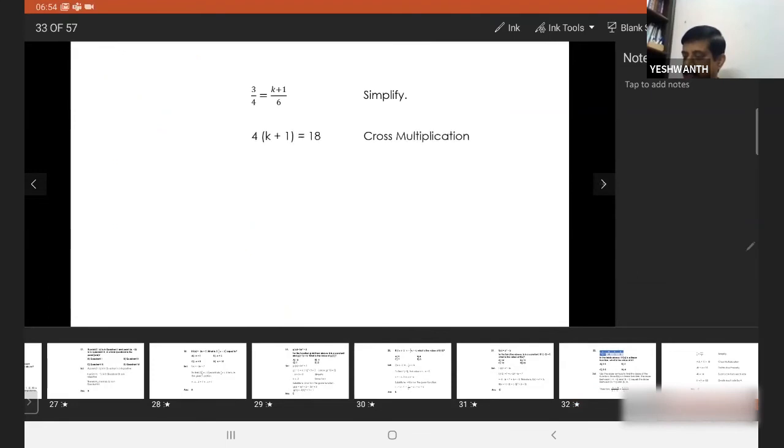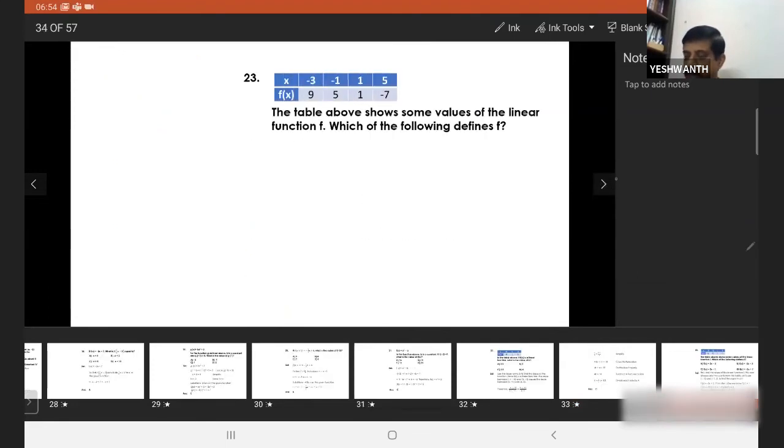Let us go to the next question. So he gave a tabular form. The table above shows some values of the linear function f. Which of the following defines f? Let us just substitute the values and see. When x is minus 3, y is 9. So x is minus 3 means minus 3 into 6, so you are getting minus 18... f of minus 3, we are getting it as minus 9, but he says it is plus 9. So that cannot be the answer. So option A is deleted. In this one, if you take minus 3 and 6 plus 3, that is 9. So this could be the answer.